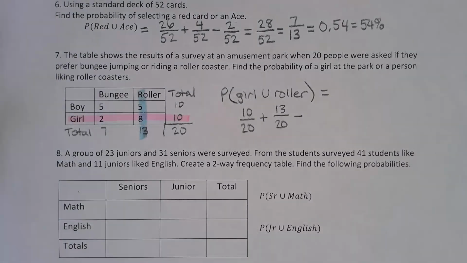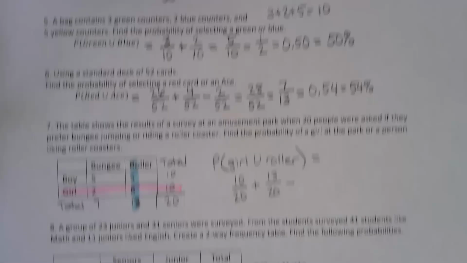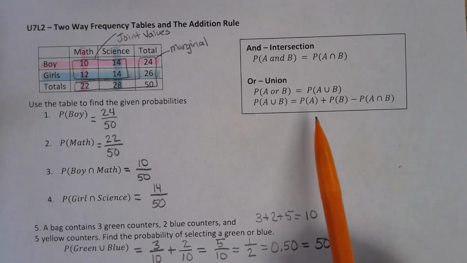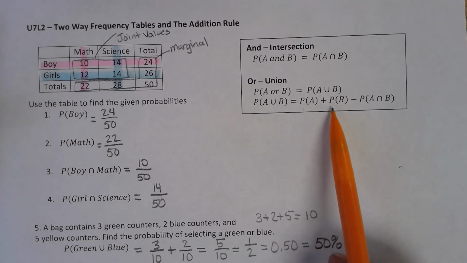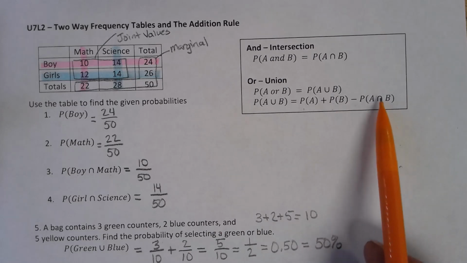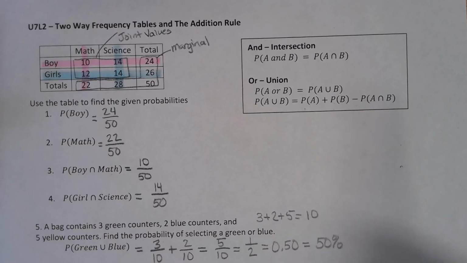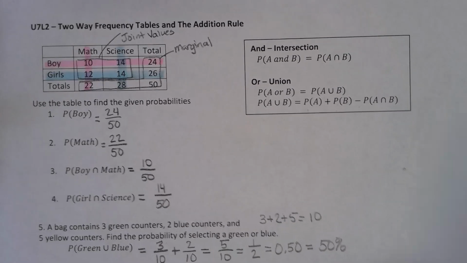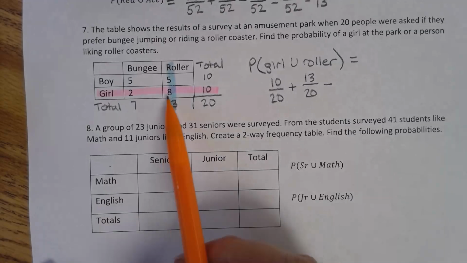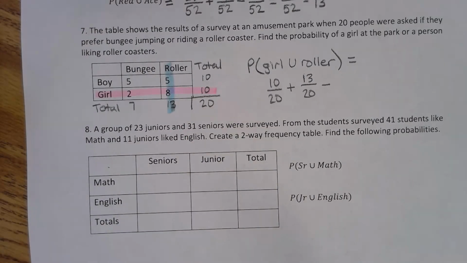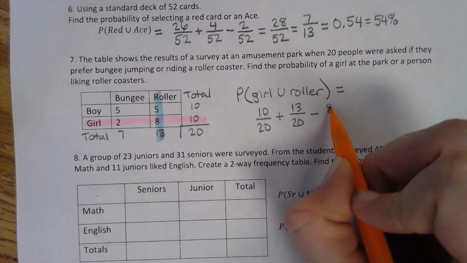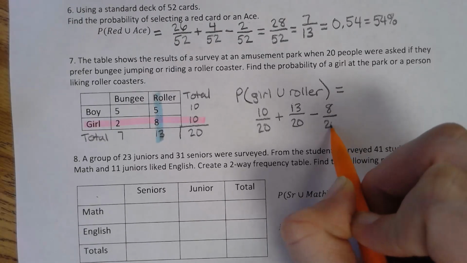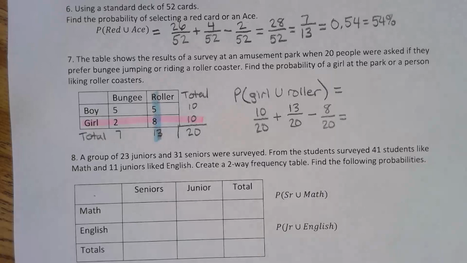But we have to subtract their intersection. To find the probability of our union, we are going to find the probability of the event A, so that's our girls, plus the probability of the event B, so that's the roller coaster. But then we have to subtract that intersection where we're counting things twice. We don't want to double count. These 8 we'll have to subtract because we've counted them both in here as the girls and the roller coasters. So the intersection, 8 out of 20, we need to subtract that intersection.